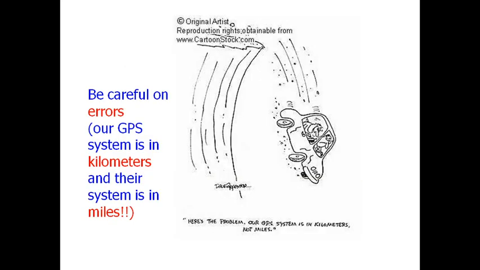So GPS has tremendous applications, but we must be very careful about errors, because errors will produce a lot of mishaps. A lot of errors which can creep into the system have been discussed. So be careful about errors, as this very exaggerated cartoon shows. Say our GPS system is in kilometers and theirs is in miles. If that mismatch occurs, a lot of unwanted and unexpected things may happen.